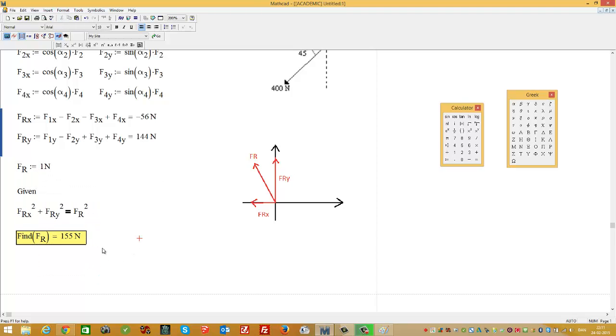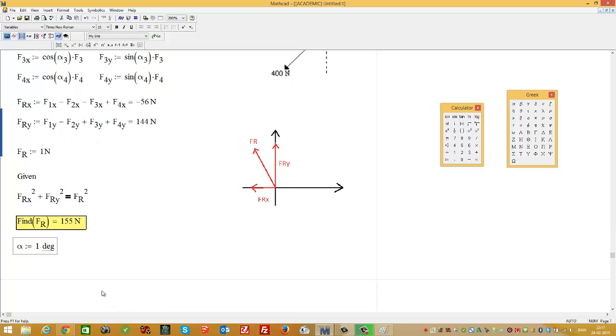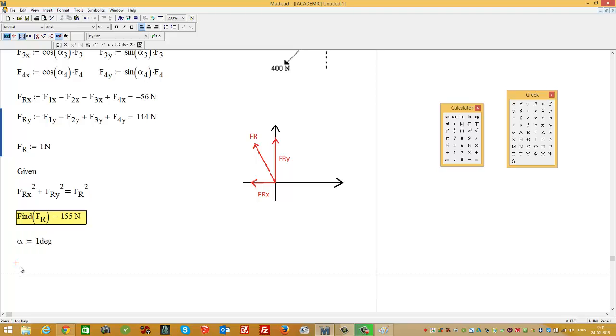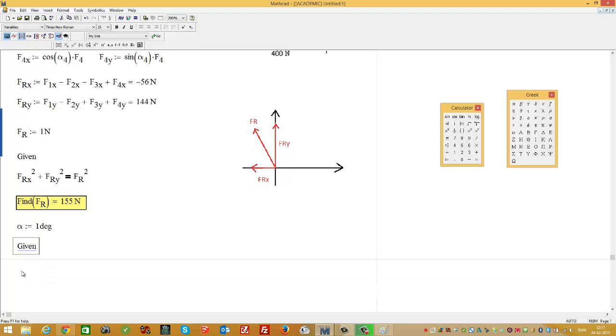So, yeah, the resultant is 155 Newton. So this is FR. Now I'll find the angle here and then write a note that this is in the second quadrant. So I'll make a guess of alpha. I just guess 1 degrees, given.